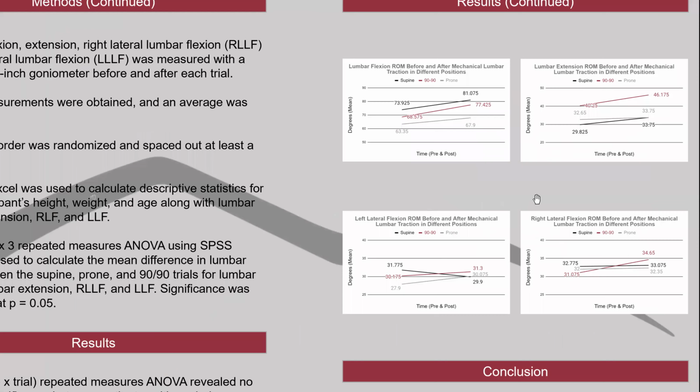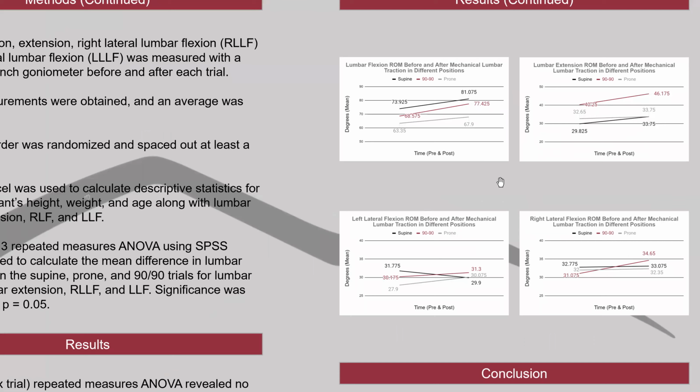Here are our 4 visual representations of our results. There's one graph for each lumbar range of motion. As you can see, the differences between each position is minimal. In the lumbar extension graph, we do see the significant difference between 90-90, which is the red line, and the supine, which is the black line. Throughout all graphs, you can see a trend for improved lumbar range of motion after receiving mechanical lumbar traction, regardless of patient position.